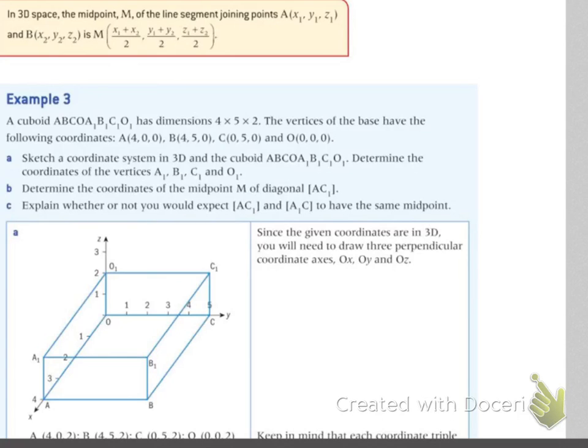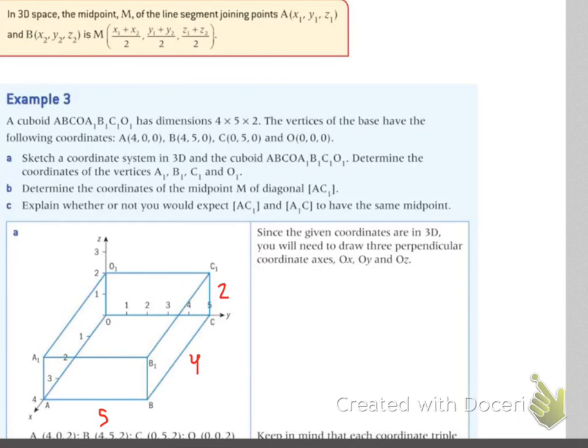But in this example here, they have a cuboid with vertices A, B, C, O, A1, B1, C1, O1. Lots of different variables, the same variables with subletters. It has the dimensions of 4, 5, 2. The vertices of the base are the following coordinates. Sketch it in a 3D graph. So essentially, it's just making a big rectangle and labeling your sides. Obviously, on the bottom you have 5, along the sides you have 4, and a height of 2. It's really what it comes down to.